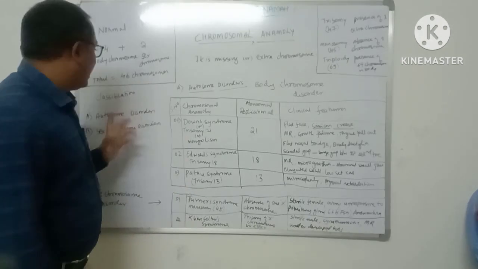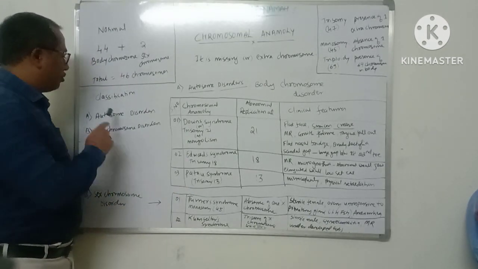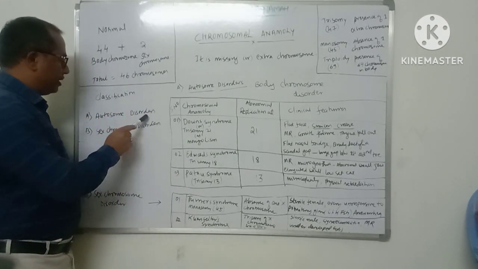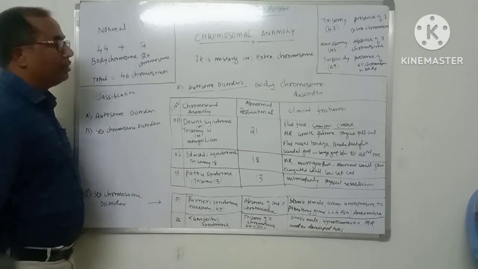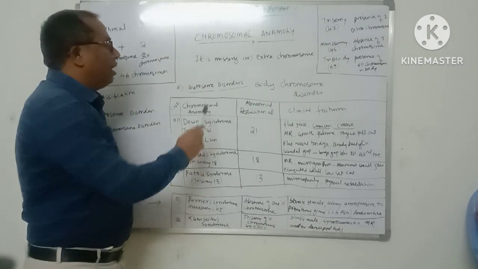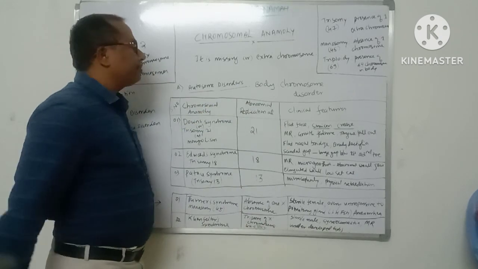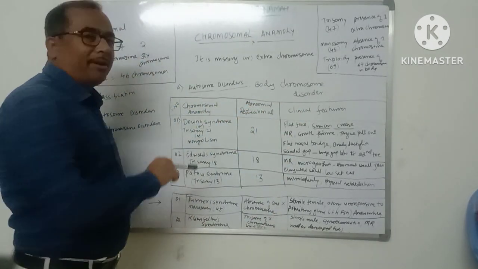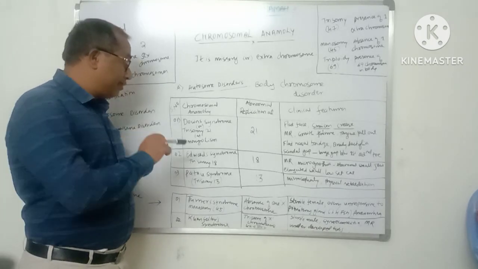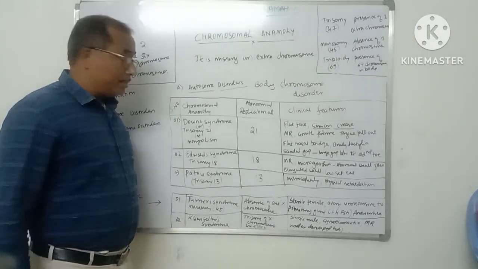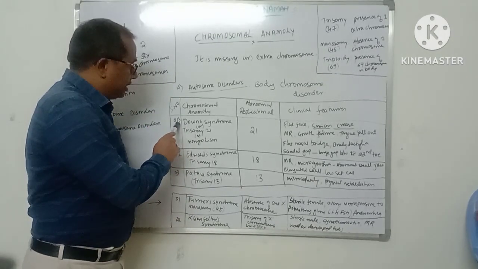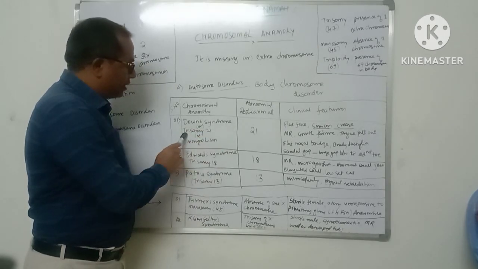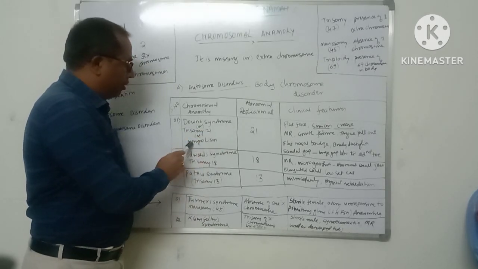So now we will classify the chromosomal abnormality. Chromosomal abnormality is classified into autosomal disorders and sex chromosome disorders. So first we will have a discussion about the autosomal chromosomal disorders. It is nothing but body chromosome disorders. Importantly, we are going to discuss the 3 autosomal chromosomal disorders. The first one is Down syndrome. Down syndrome is also known as trisomy 21 or Mongolism.